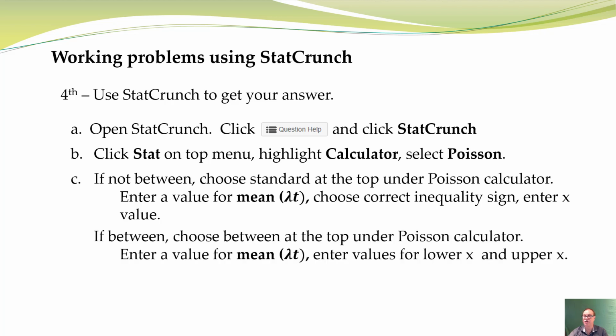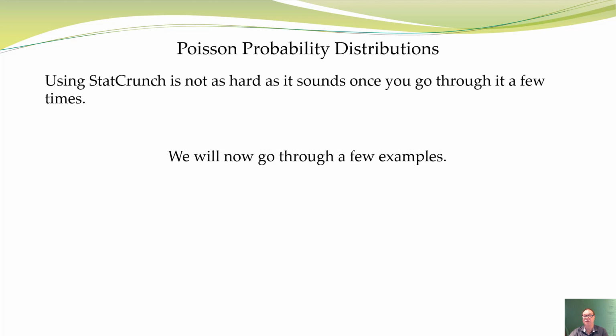If between, choose Between at the top under Poisson Calculator, enter a value for the mean, which again is lambda times t, and enter values for the lower x and the upper x. And then you click Compute. Using StatCrunch is not as hard as it sounds once you go through it a few times. We will now look at a few examples.